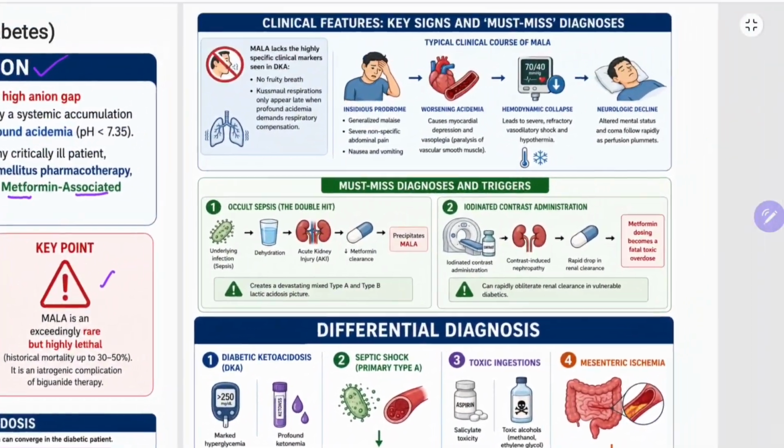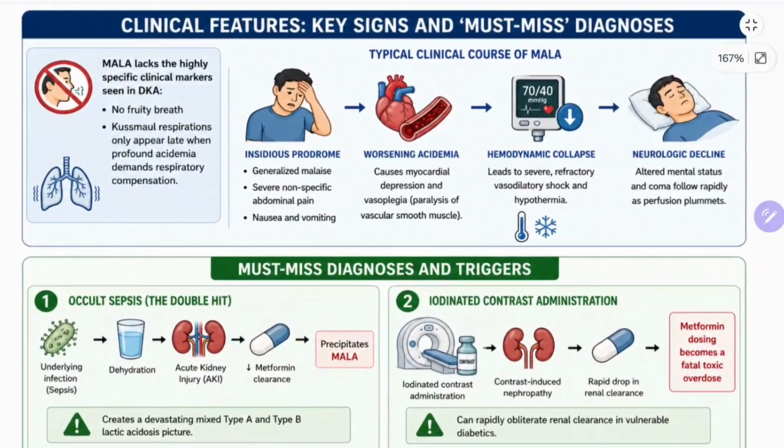What are the clinical features, key signs, and must-not-miss diagnoses? MALA lacks the highly specific clinical markers seen in diabetic ketoacidosis. There will be no fruity breath. Kussmaul's respiration only appears late when profound acidosis demands respiratory compensation. The typical clinical course of MALA is, first, a prodrome: insidious generalized malaise, severe non-specific abdominal pain, and nausea and vomiting.